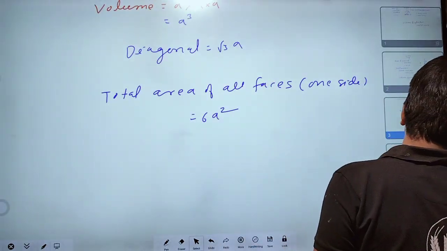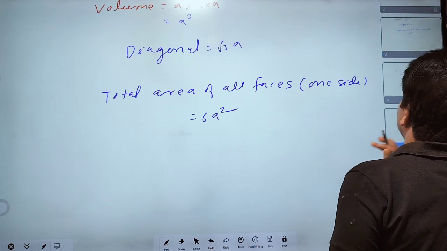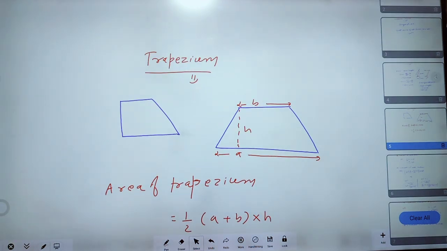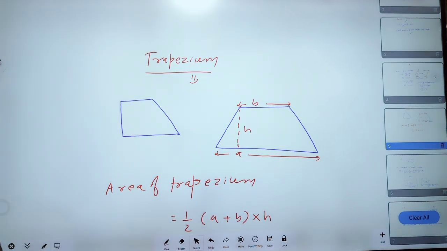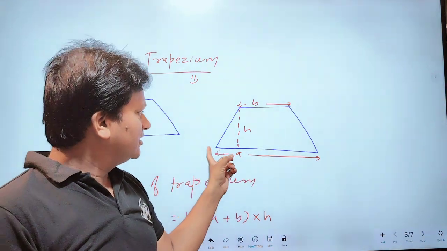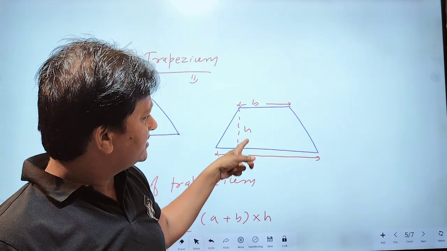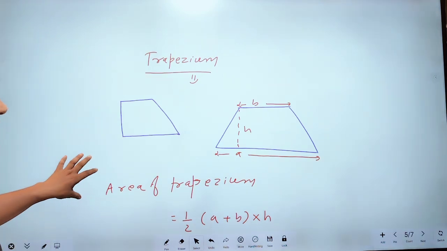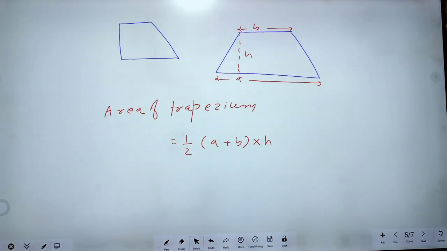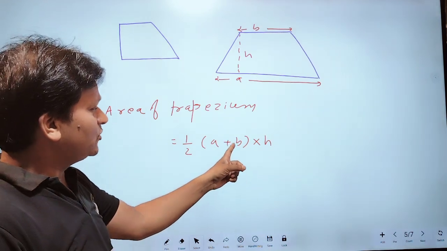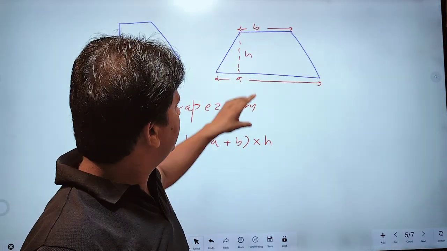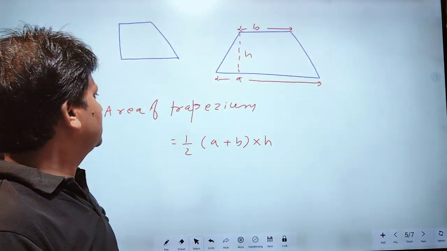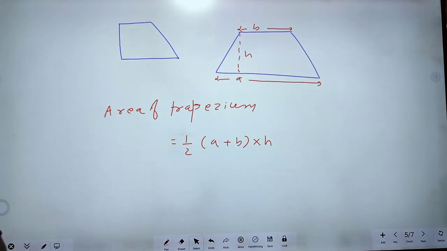Now I am going to discuss trapezium. What is a trapezium? A trapezium will be like this or this. These two sides are parallel sides and this is the separation between the parallel sides. Therefore, area of trapezium will be equal to half into sum of parallel sides into separation between parallel sides, also called height. Okay? This will be the area of trapezium.